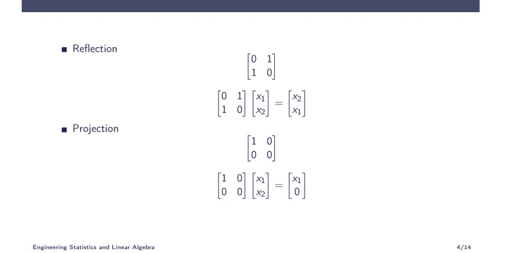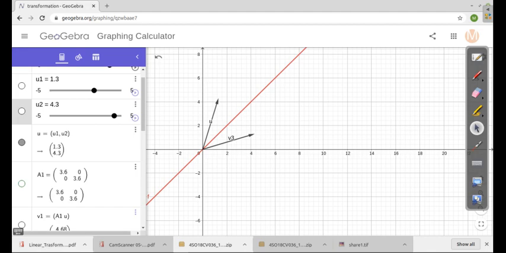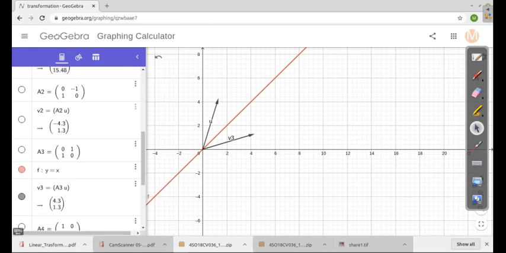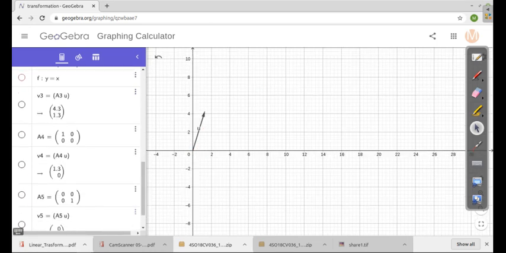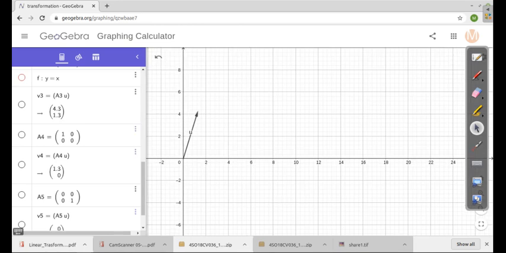So we will see this one in the simulation. So I will hide this one. I don't want this axis and v3. Now I am going to project on the x-axis. This is the u I have now. So v4 is a4 times u. So you can see here the projection of u.